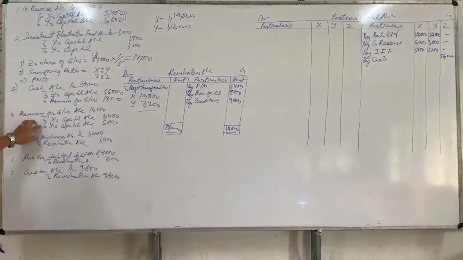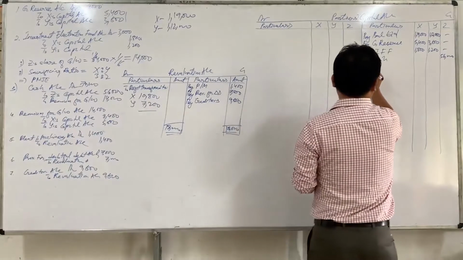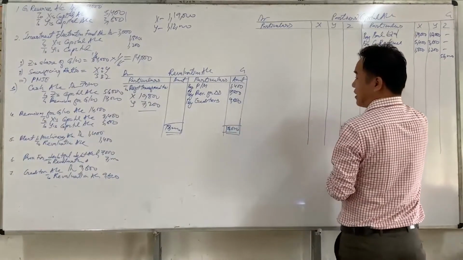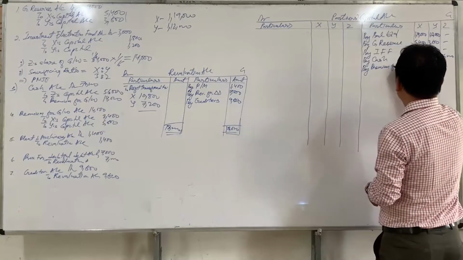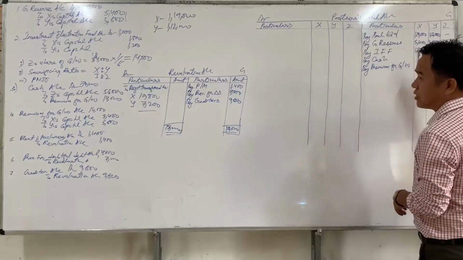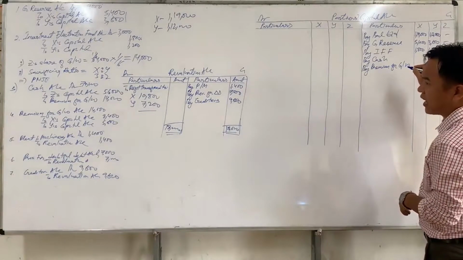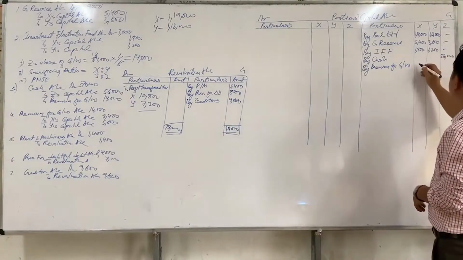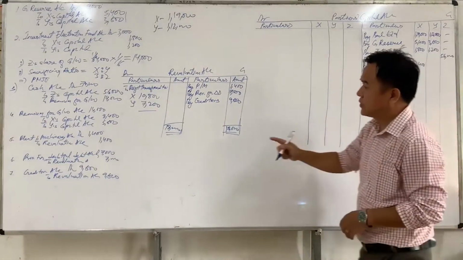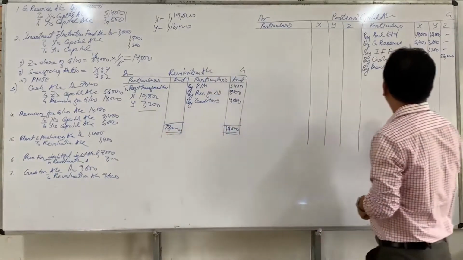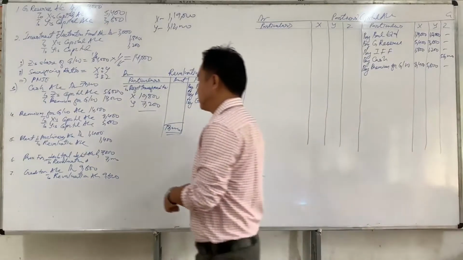Here again, X and Y's capital accounts are credited, so the credit part will be posted on the credit side. But in the particulars column we have to write premium for goodwill, which is how much? 8,400 and 5,600.